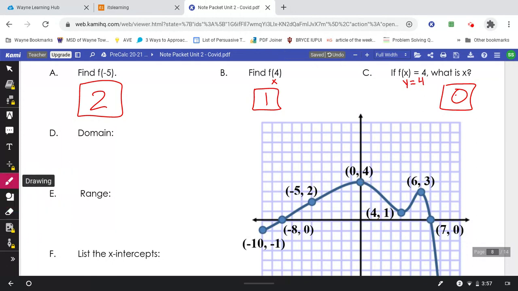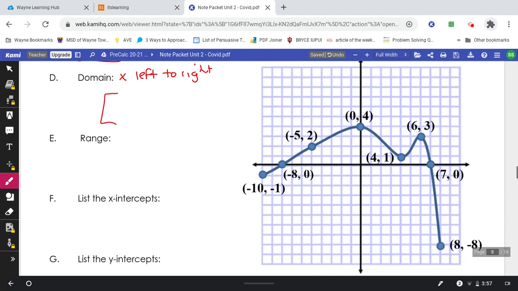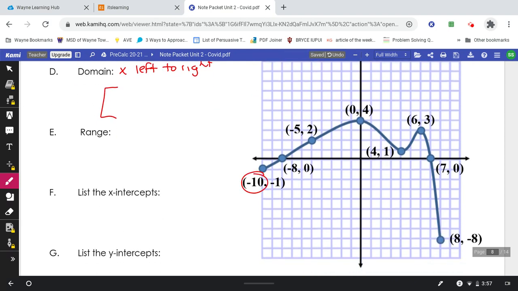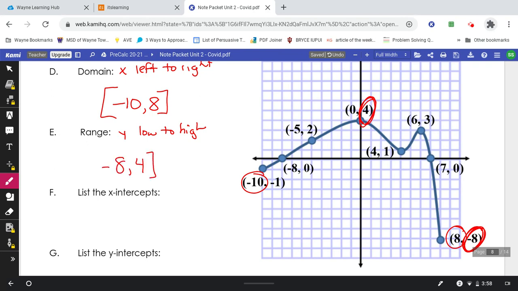All right. For the domain, it's your x's left to right. And we're always going to use brackets for the ones we're doing in class. So the furthest to the left is -10 for the x. The furthest to the right is 8. Range is your y's, low to high. The lowest point I see is -8, and the highest point I see is 4. -8 to 4.